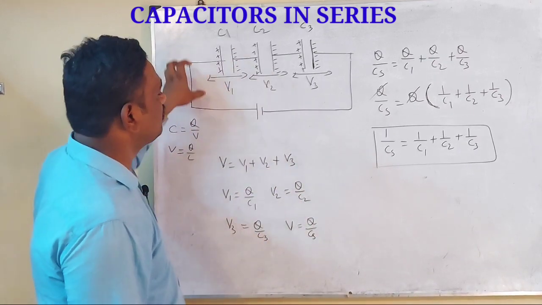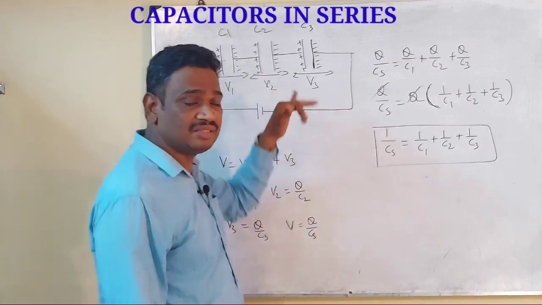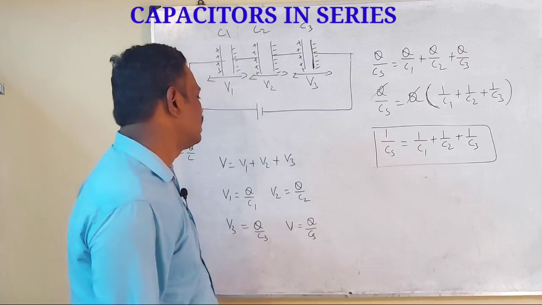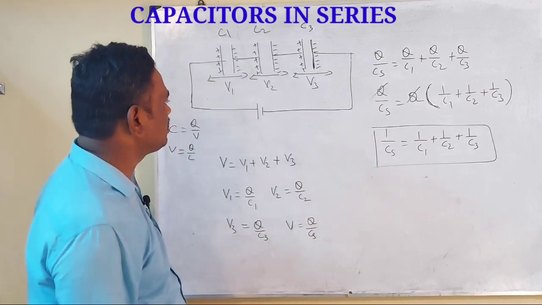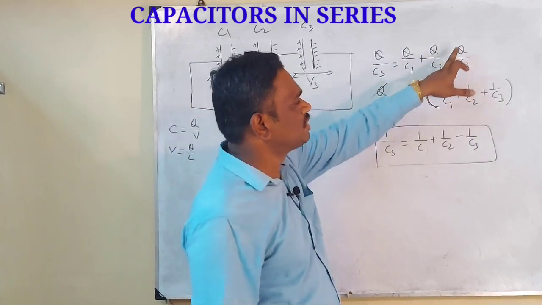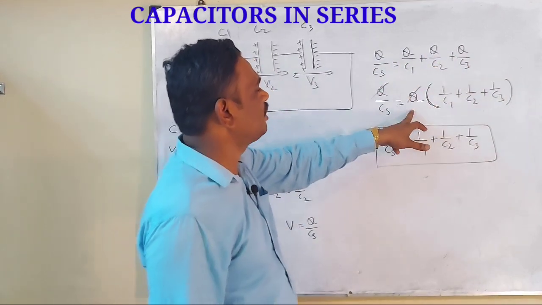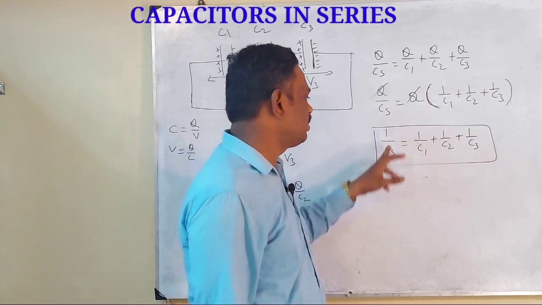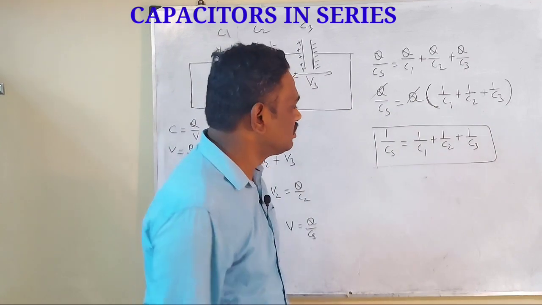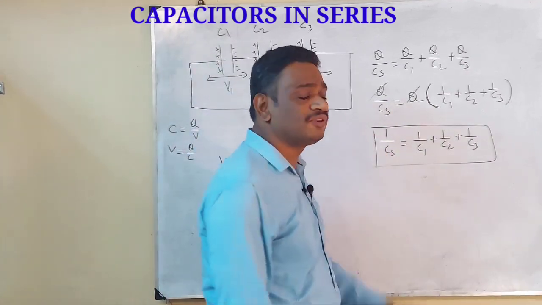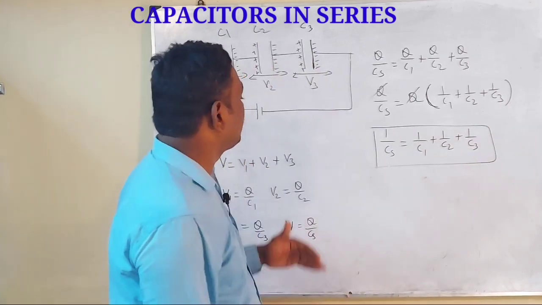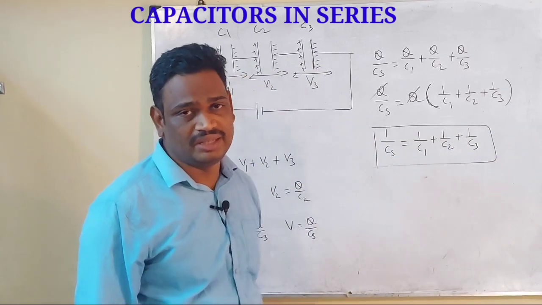And the total potential drop across these three capacitors is Q by Cs. When you substitute this in the above equation, we get Q by Cs equal to Q by C1 plus Q by C2 plus Q by C3, in which we take Q common, so we can cancel Q. So 1 by C is equal to 1 by C1 plus 1 by C2 plus 1 by C3. This is the expression for the capacitance when capacitors are connected in series.